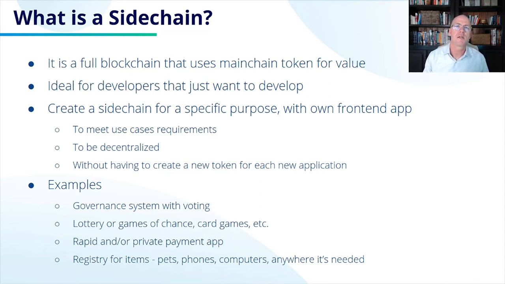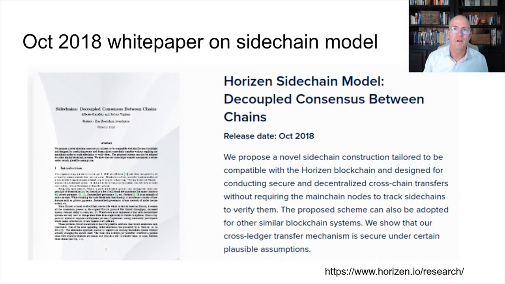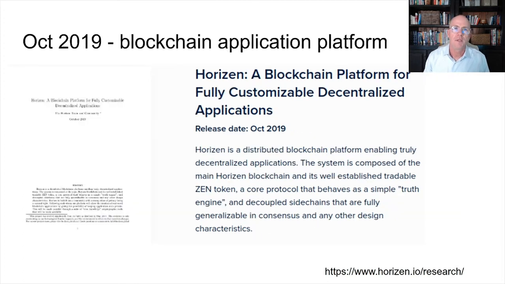So blockchains are great for multiple parties coming together and being able to do activity and then verify it. Now, we've been developing the sidechain for a while. You can go to our website at horizen.io. You can see the progression of the white papers that were authored by our chief architect, Alberto Garofalo, in some cases working with scientists from IOHK and other organizations. In October 2019, another white paper talking about a blockchain platform for fully customized decentralized applications.